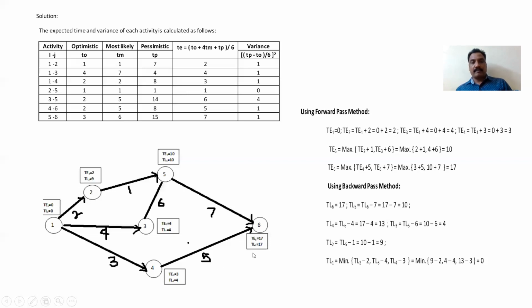TL3 is nothing but TL5 minus 6, that is 4. TL2 is TL5 minus 1, that is equal to 10 minus 1 is equal to 9. Like this you can take the values. TL1 is equal to 0. So you take like this, you will get the values, 17 minus 4.